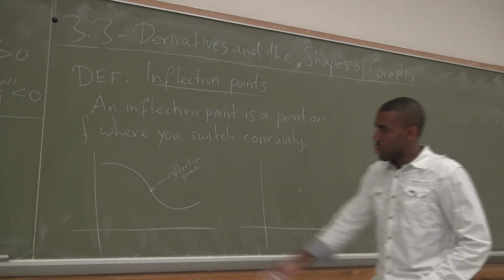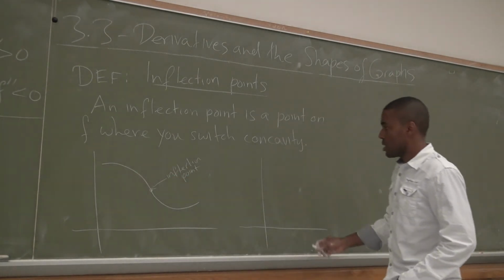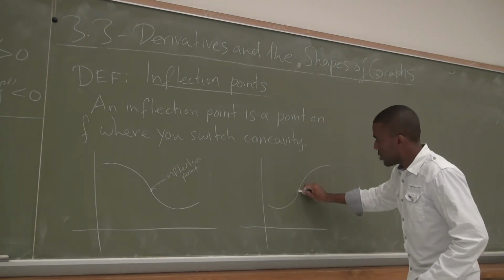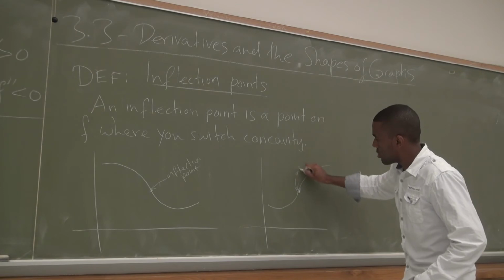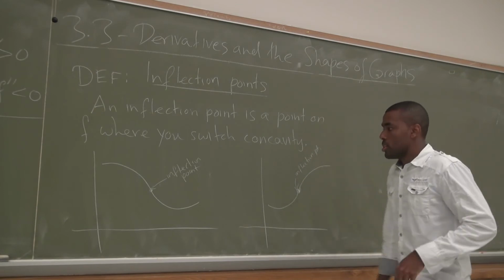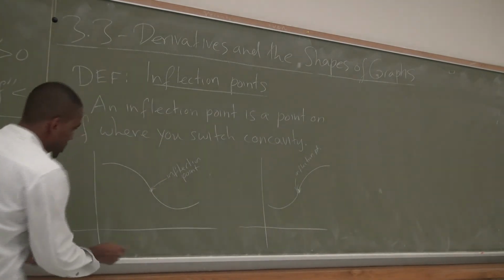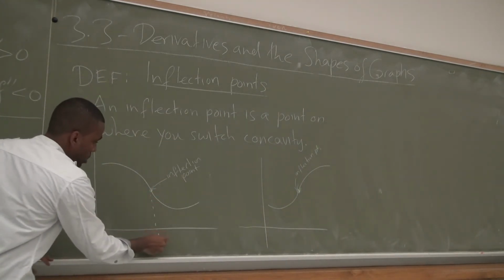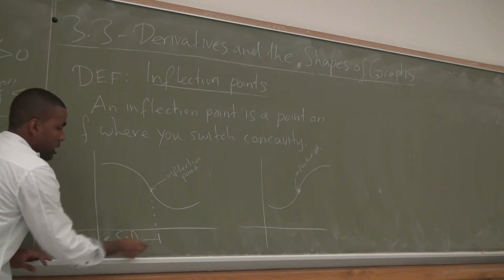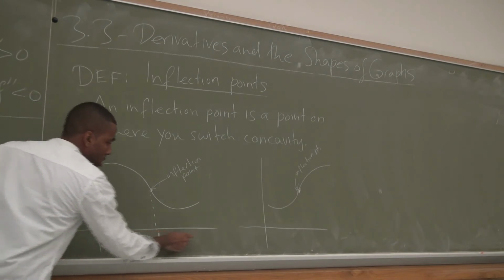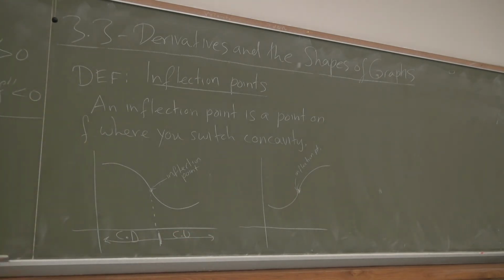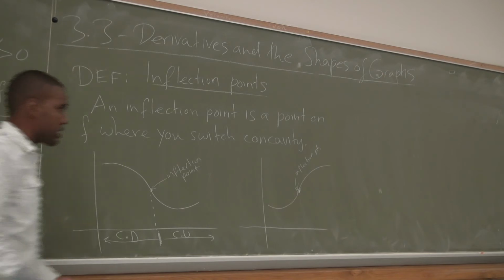There's nothing special about going from concave down to concave up. I could go the other way. I could be like this, and then I switch to that. This point is an inflection point. Notice here, from here onwards, I was concave down. I passed this point, and then suddenly I switch to concave up, right? Whenever I make that switch of concavity, I call that an inflection point.